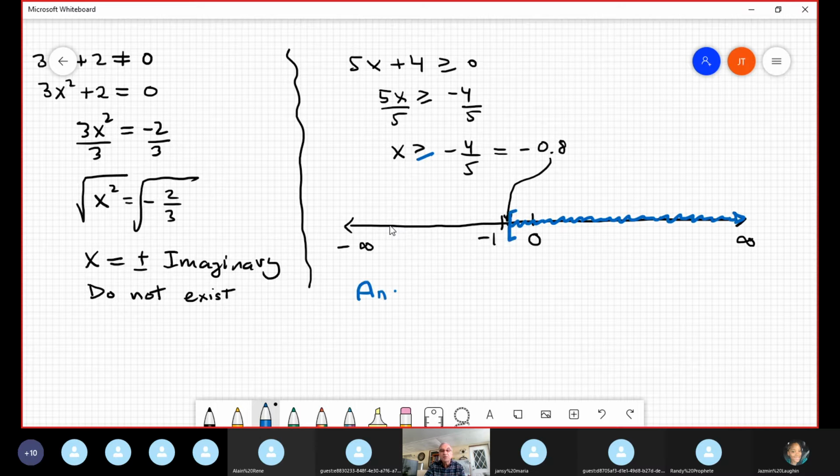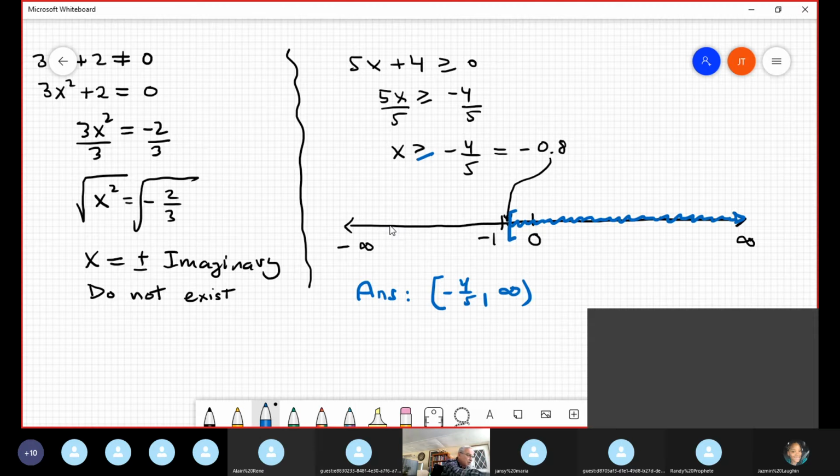What is the final answer of this domain? It's bracket, negative 4/5. If you want to write it like a fraction or decimal, it doesn't matter. It's the same, to infinity. End of the story. Any question? Super strong. My students are the best in Miami-Dade College, or no?